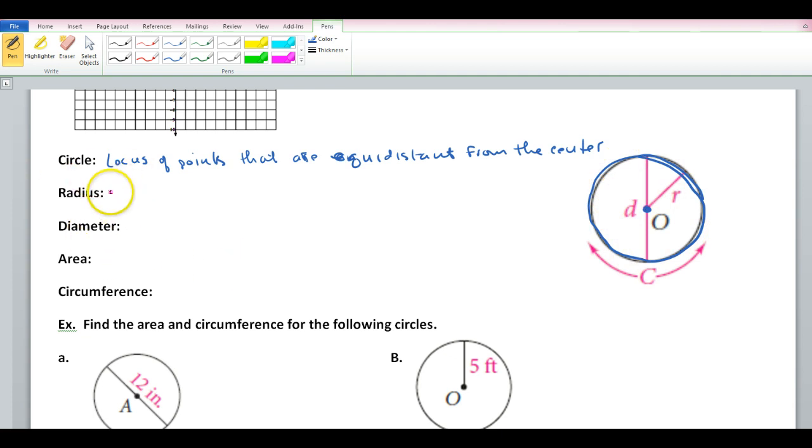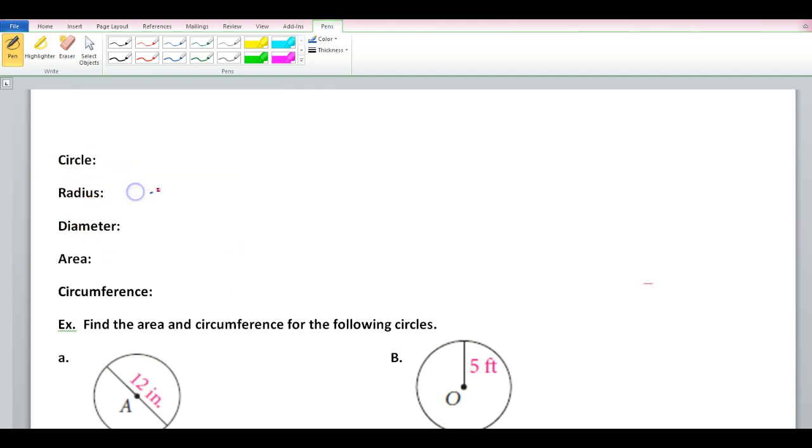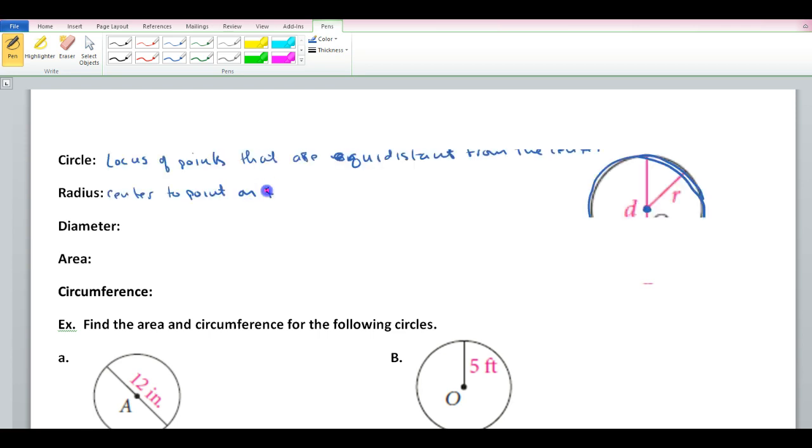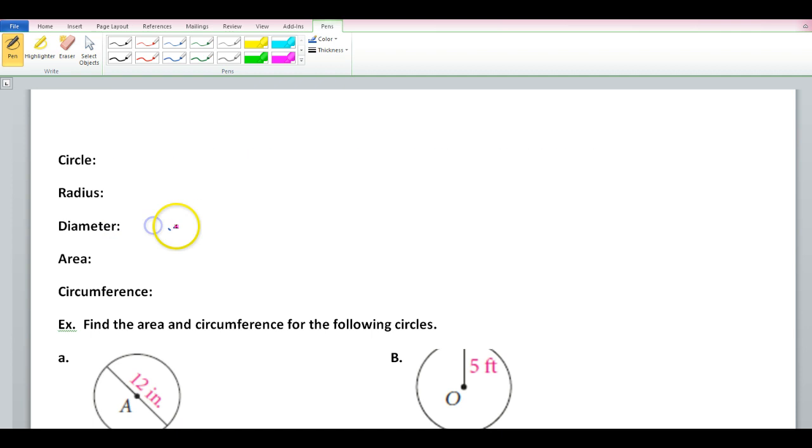Now the radius goes from the center to a point on the circle, and that's a symbol for circle. And the diameter goes through the center.